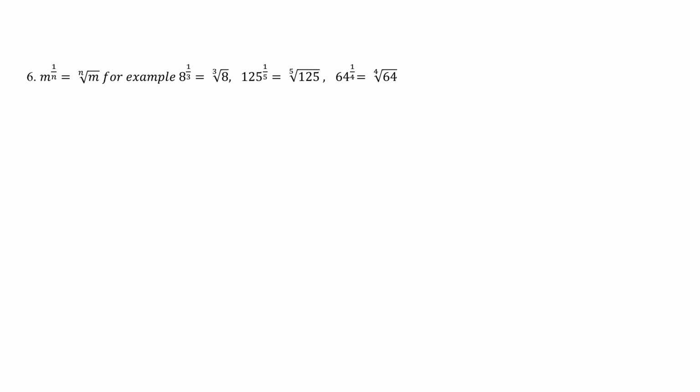The sixth one, we are having m power 1 all over n. So the 1 all over n is the nth root. For example, if we say the square root, the cube root, the fourth root, fifth root, and so many others. So the m power 1 all over n becomes now the nth root of m.